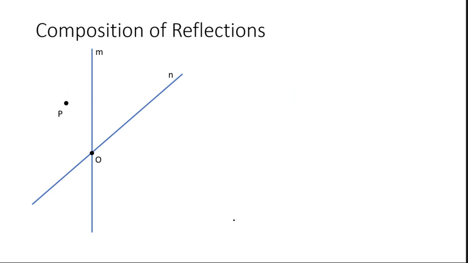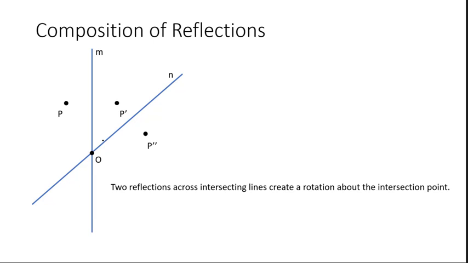Now let's take a look here with lines that are not parallel. So now we're just trying to reflect point P, so a point, not a shape, but point P, across line M and then across line N. So if you reflect P across line M, we get this point over here, P prime, and then reflect across line N to get P double prime over here. So it's maybe a little more difficult to pick up on this, but when you have two lines that are not parallel, the two reflections will create a rotation. And the rotation is about this intersection point right here, this point O.